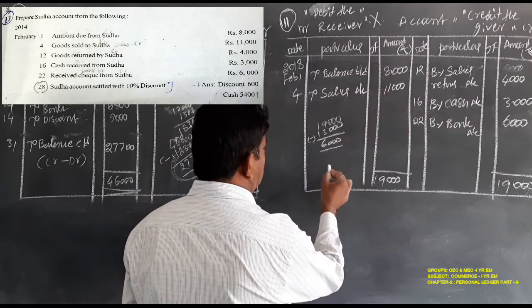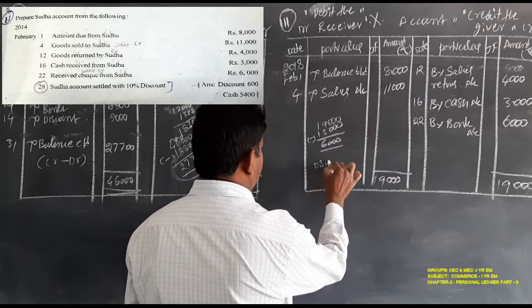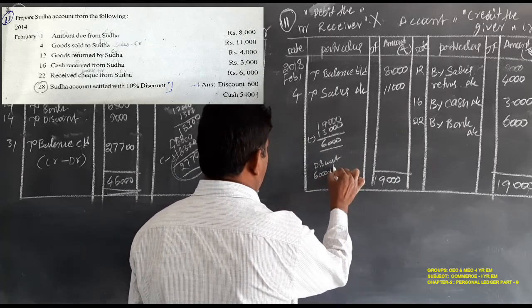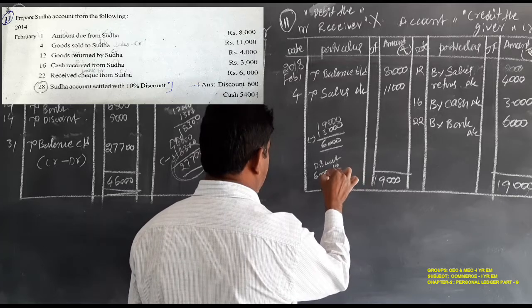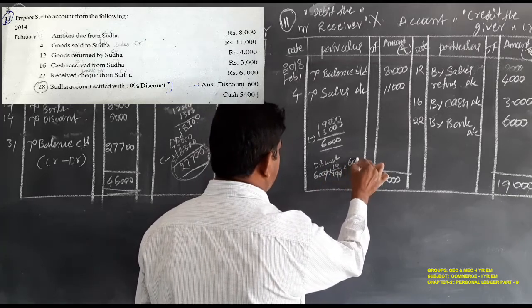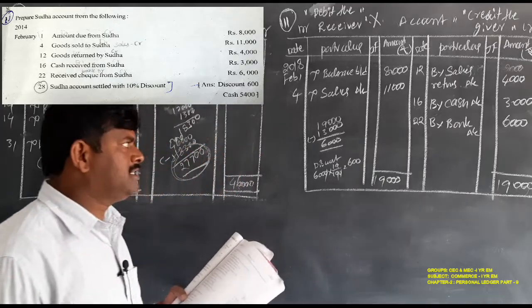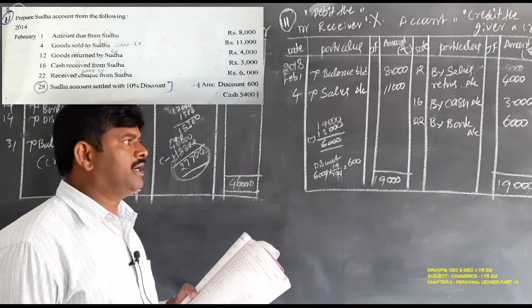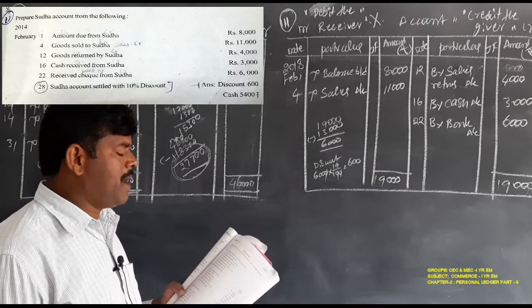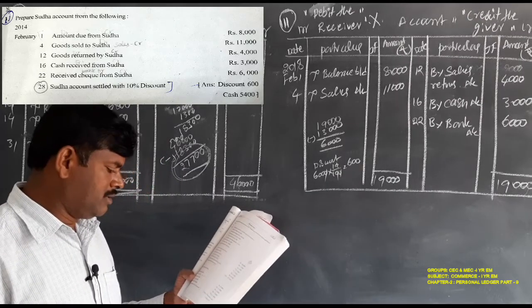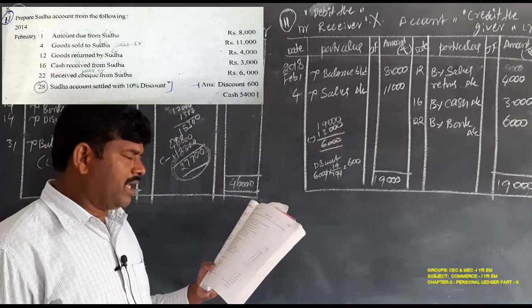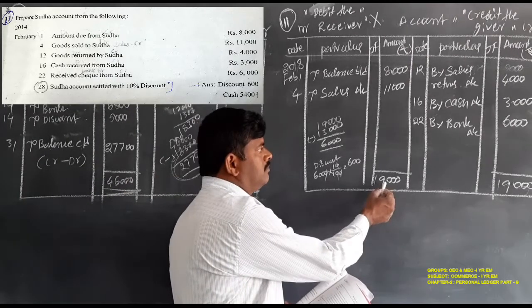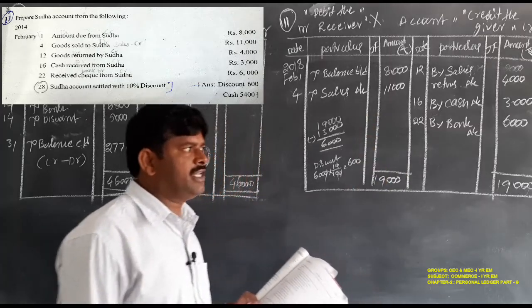So, discount, 6,000 into 10 by 100. 0, 0 cancel. That is 600 rupees discount. So, what is the remaining balance? Total amount 6,000 rupees, and from that the discount 600 rupees is deducted. Net balance will be 5,400 rupees. So as per this problem, credit side is the lesser amount.